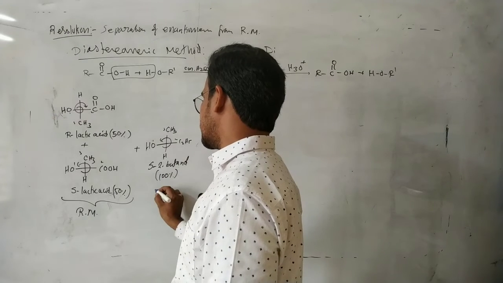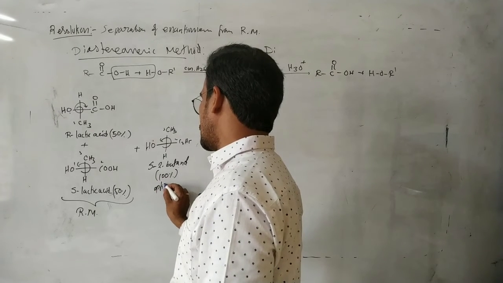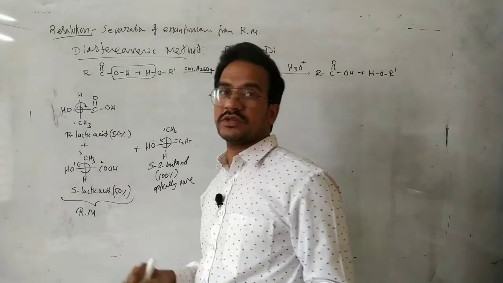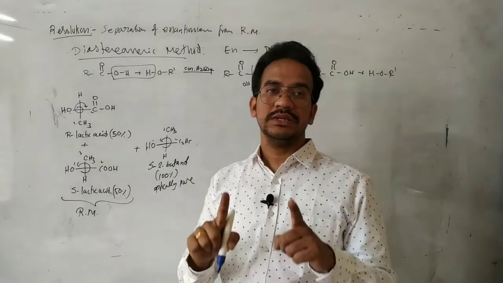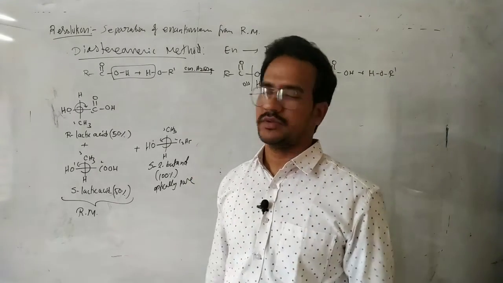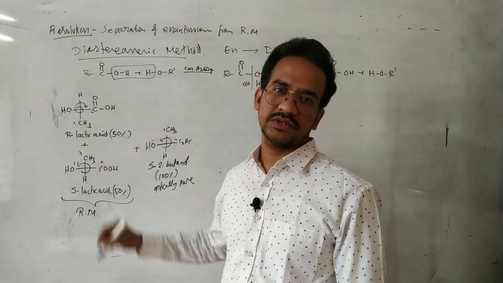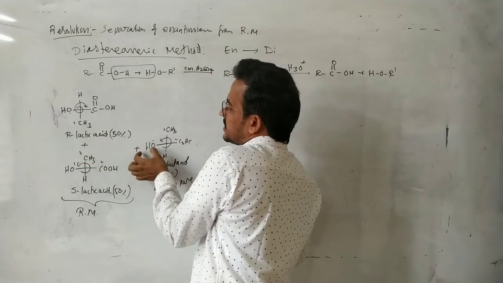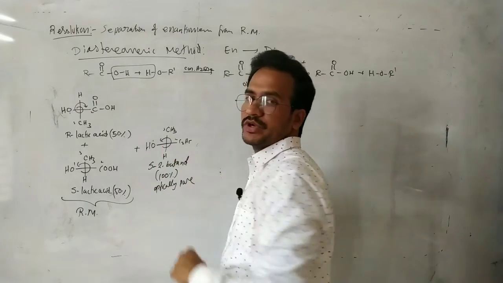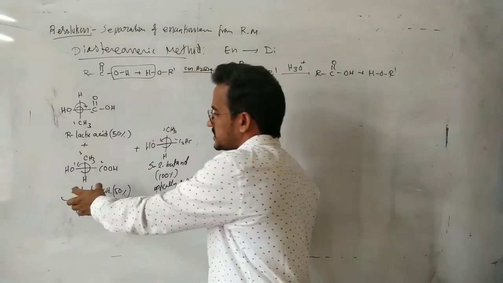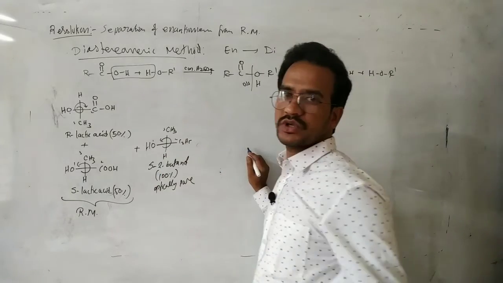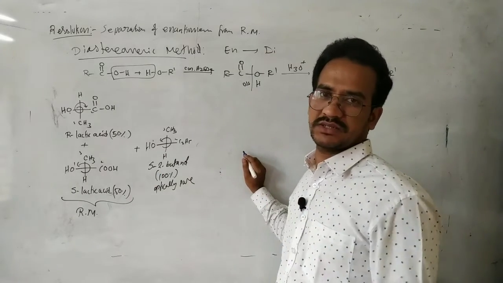This is 100%, that means an optically pure compound. It is not a mixture; it is only a single isomer, a single enantiomer. But the acid is a mixture of the two enantiomers. Now 50% of this enantiomer reacts with 50% of S-2-butanol, and the remaining 50% reacts with the remaining 50% of S-2-butanol. Then you will get the two esters.